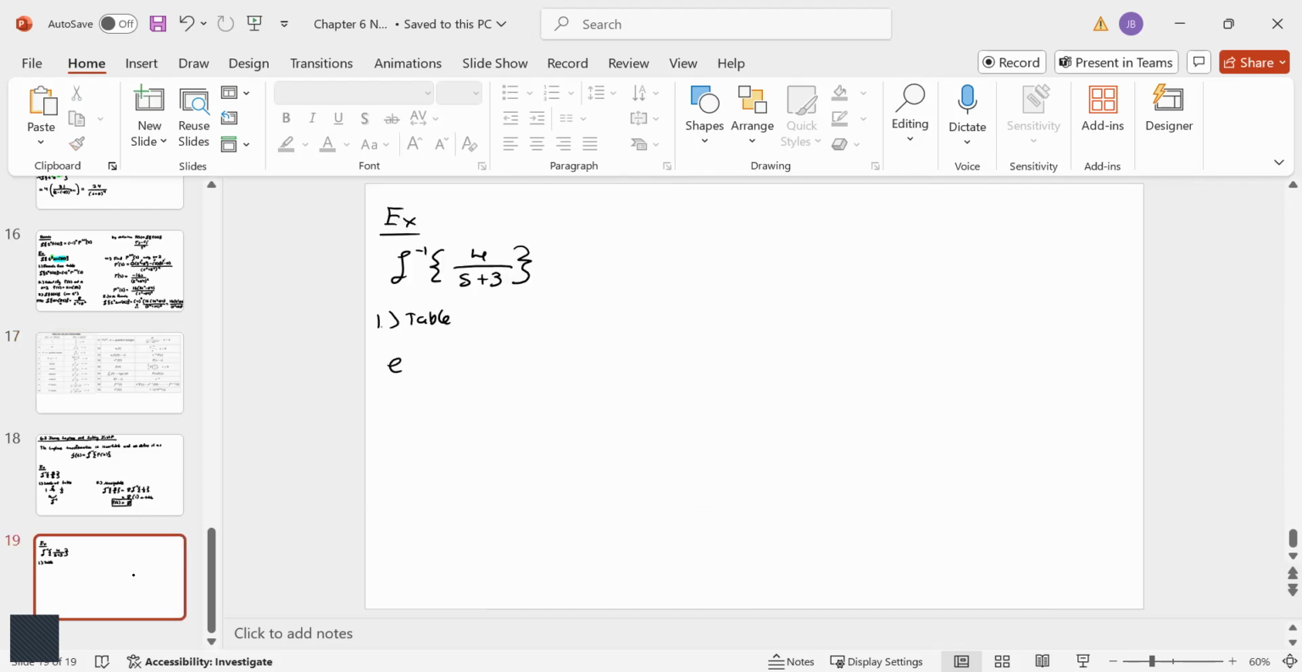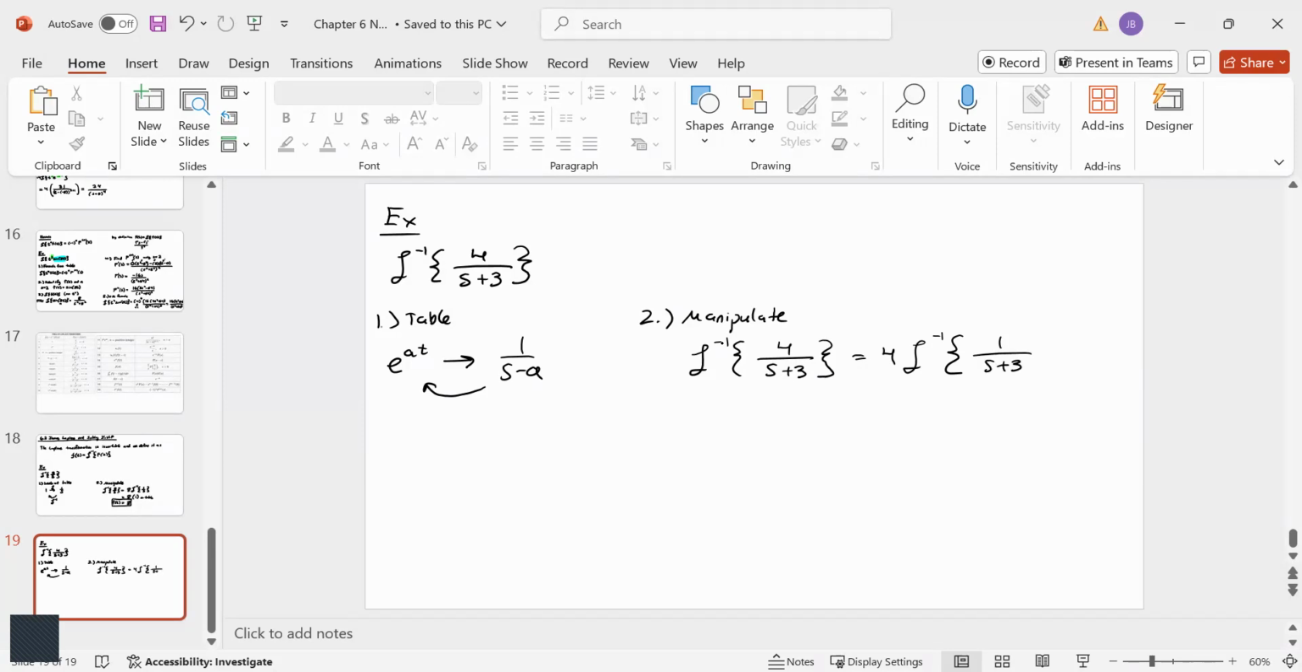So we say e to the at, or whatever letter you like to use, gives you 1 over S minus a, right? And then we're just going backwards now. So step 2 is to manipulate. So we're going to manipulate this and make it match what we see on the table. So taking our inverse Laplace of 4 over S plus 3, first thing I'm going to do is factor out the 4. And I get 1 over S plus 3.